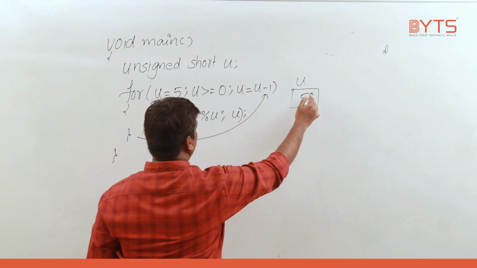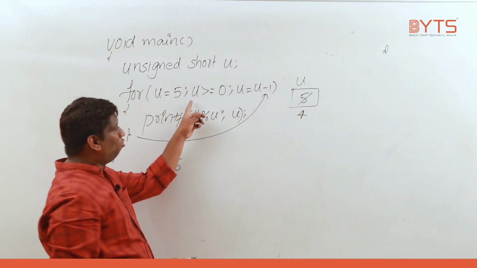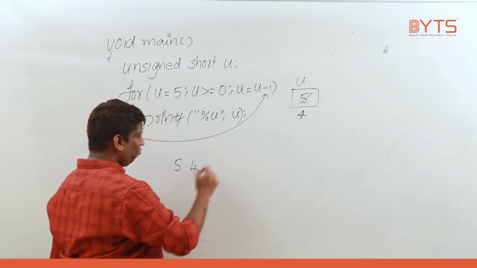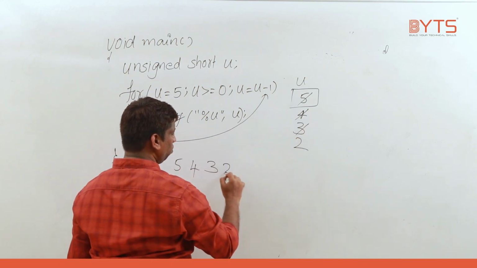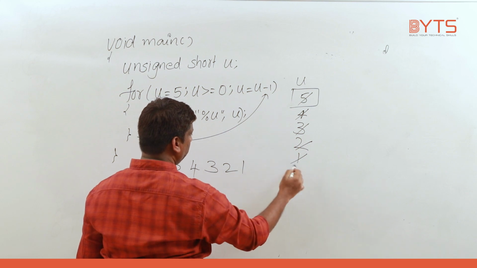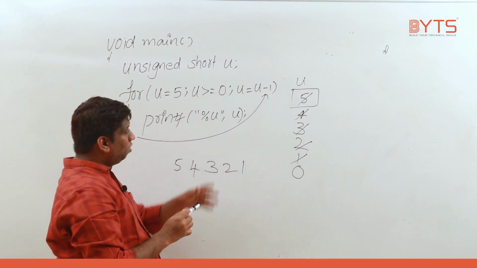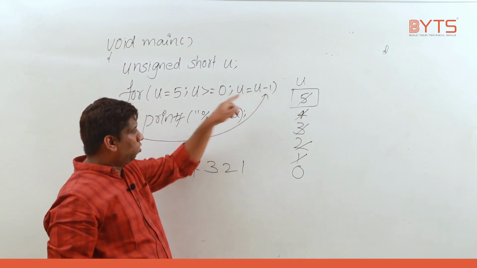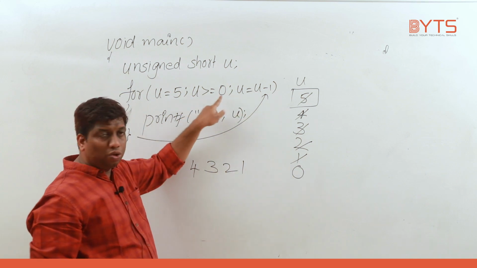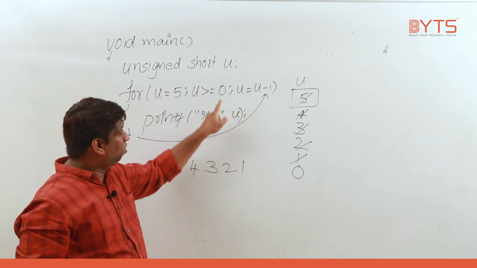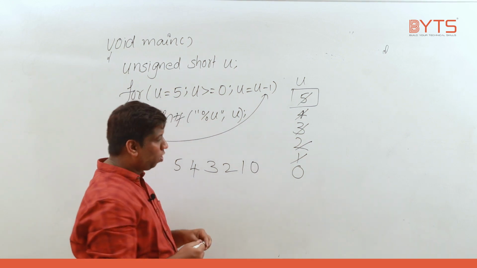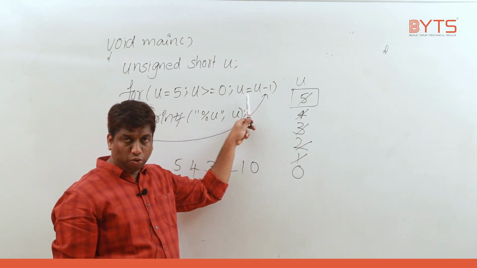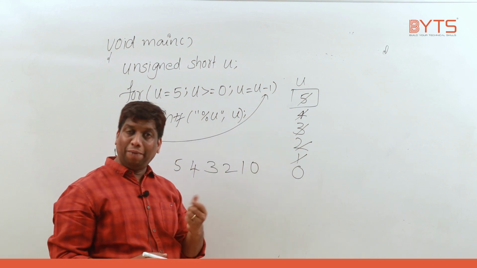Come here. It will become what? 4. 4 greater than or equal to 0, 4. Followed by 3, 2, 1. Now 0. Understand? 1 minus 1, 0. So the u value is 0. 0 greater than or equal to 0 is also true. That is the reason the answer you got is 0. Now, a little important. What is the current value of u? 0. 0 minus 1? Minus 1.